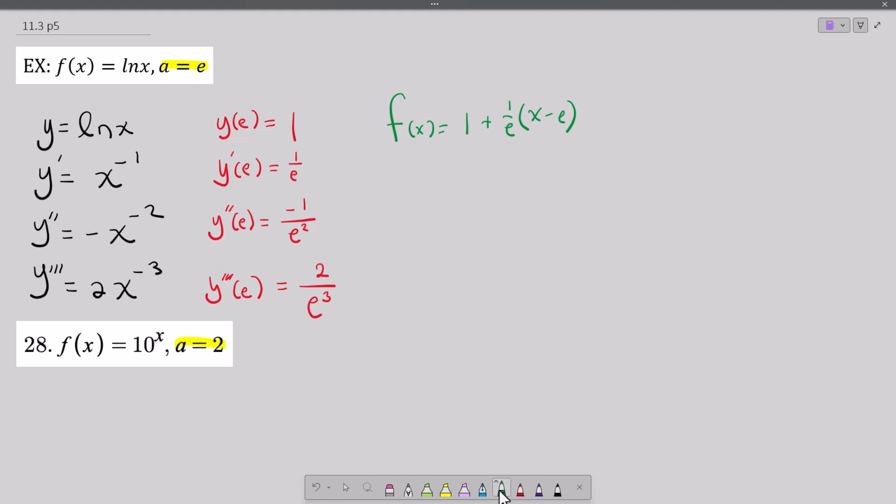Best quadratic approximation. We just keep on trucking. 1 over e squared, but we have to modify that with the 2 factorial, multiplied by x minus e, quantity squared. Best quadratic approximation. One more non-zero term. We're going to get plus 2 over e cubed, and then what's the modifier here? 3 factorial. Yeah, 3 factorial. And then x minus e quantity cubed. That's our best cubic approximation.